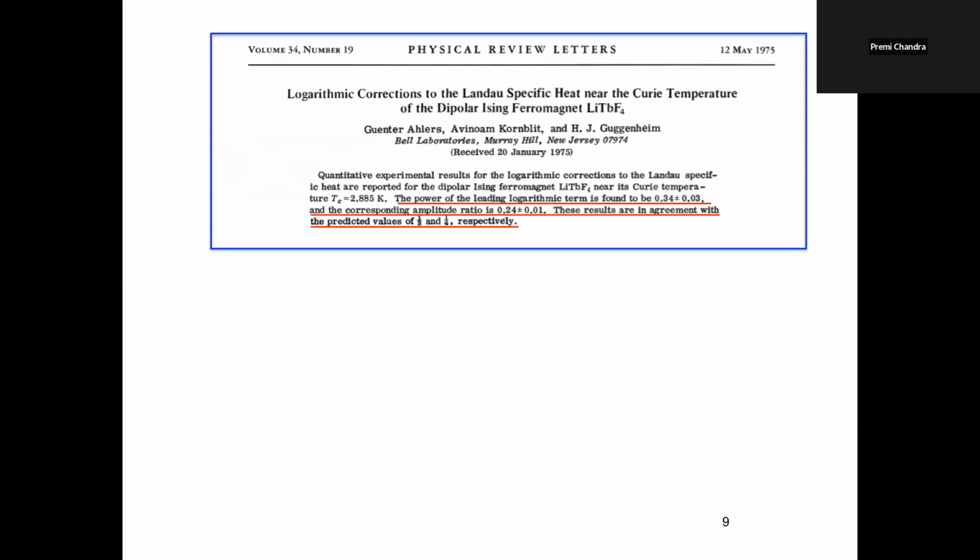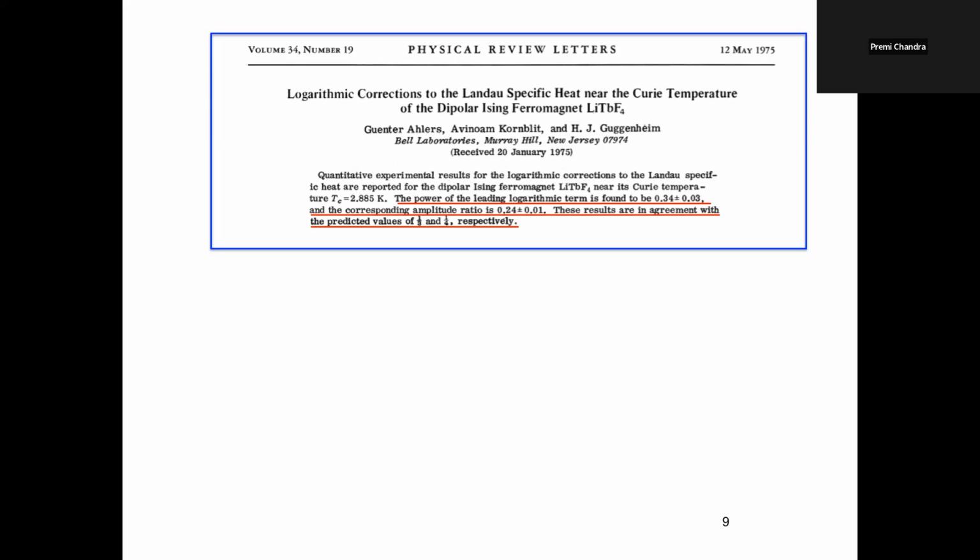Pierre Hohenberg, who was at Bell Labs, had spent some time in Moscow as a postdoc. And he knew about these measurements. He knew about this theory. He was also fluent in Russian. And Gunther Ahlers, someone who was actually one of my teachers when I was a graduate student, is, of course, from the helium community. He measured critical exponents. Pierre Hohenberg and Michael Halperin told him about this Russian paper. And there was a dipolar Ising ferromagnet that they had at Bell, okay, lithium terbium fluoride. And they said, why don't you try and do this measurement?